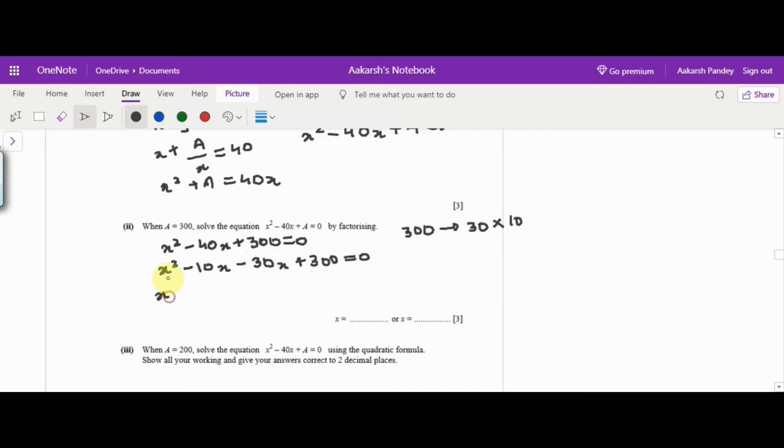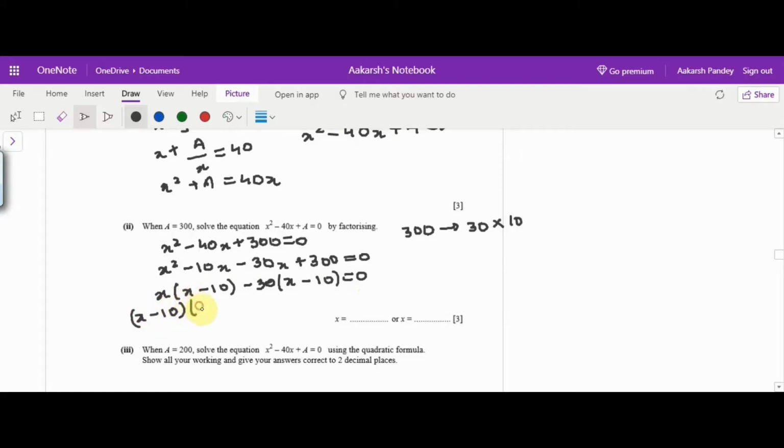First I'll take x common from these two terms. I get x minus 10. Now I'll take minus 30 to be common. So I get x minus 10. Now what I'll do is take x minus 10 as common.